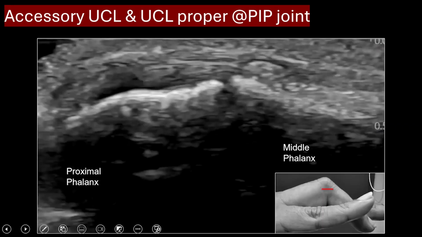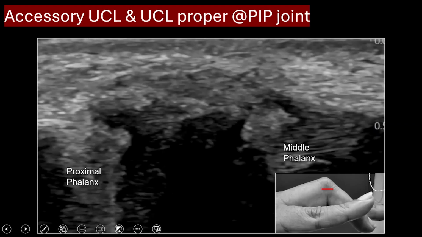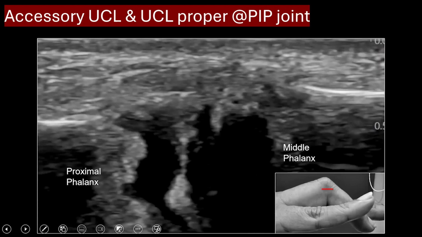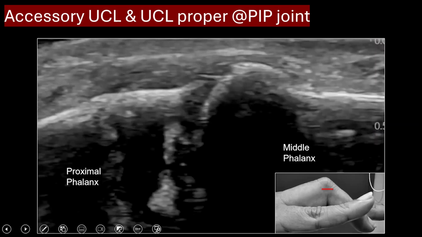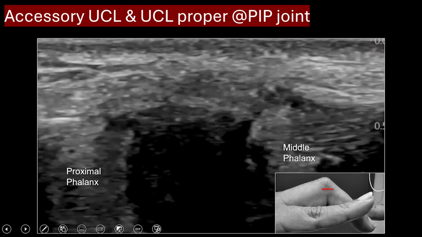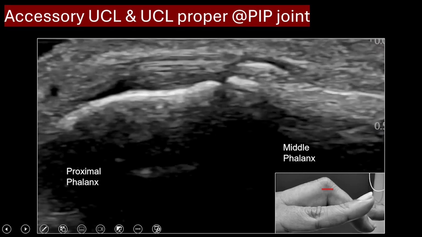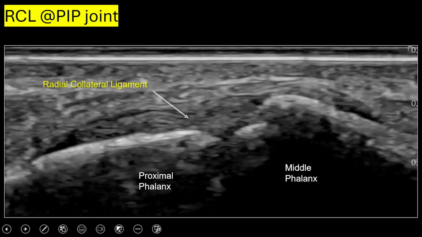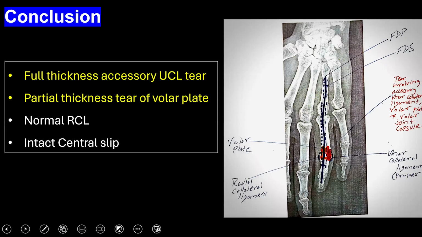So this is the dynamic imaging showing all the components of the injury. That's the injury to the accessory ulnar collateral ligament and the volar plate. The radial collateral ligament on the interphalangeal joint was normal. The report of this was a pseudo boutonniere deformity, which had resulted because of the full thickness tear of the accessory ulnar collateral ligament.